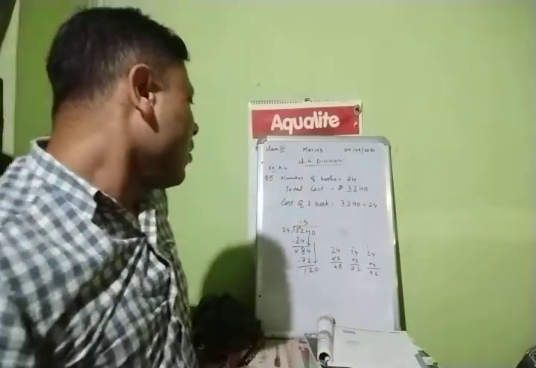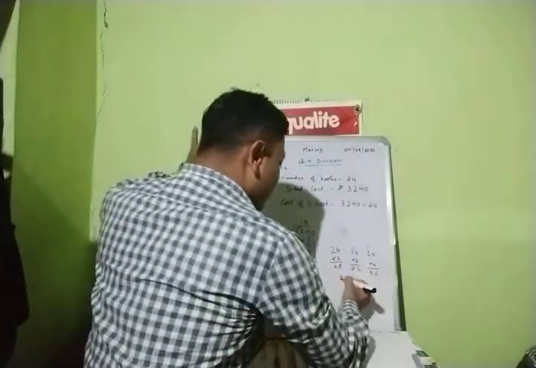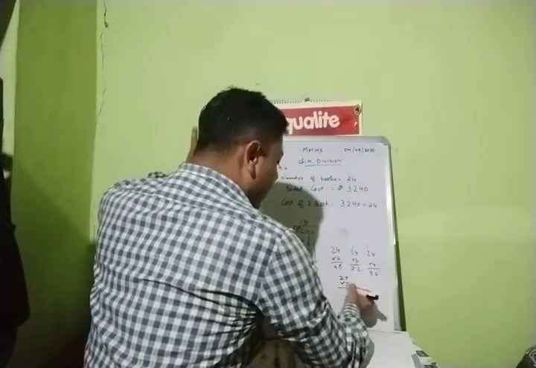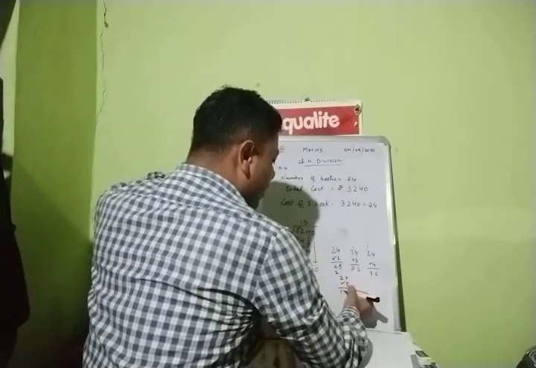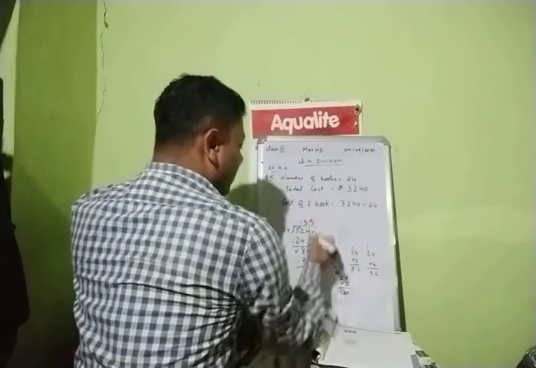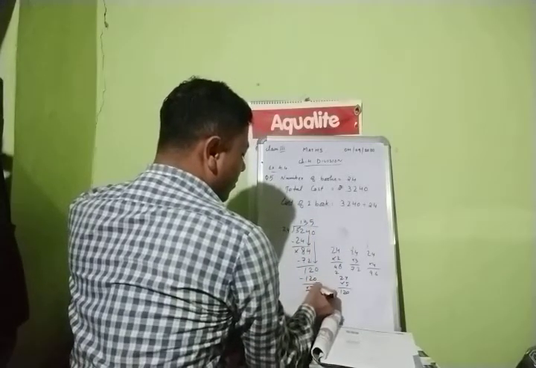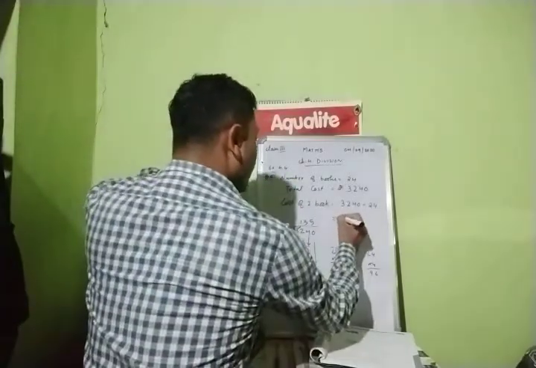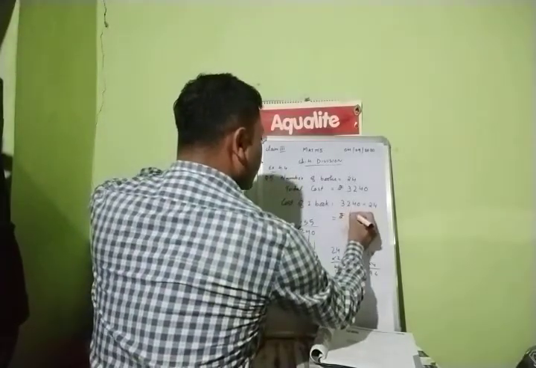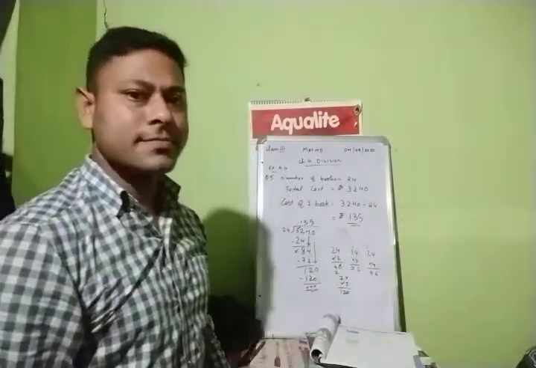Right? Now 24, how much to get 120? 4 is 96. Then 24 into 5: 5 4s are 20, 0 and 2. 5 2s are 10, 12. 120. How much? 5 is 120. Did you get it, children? So what is the cost of one book? The cost of one book is rupees 135 only. Right?